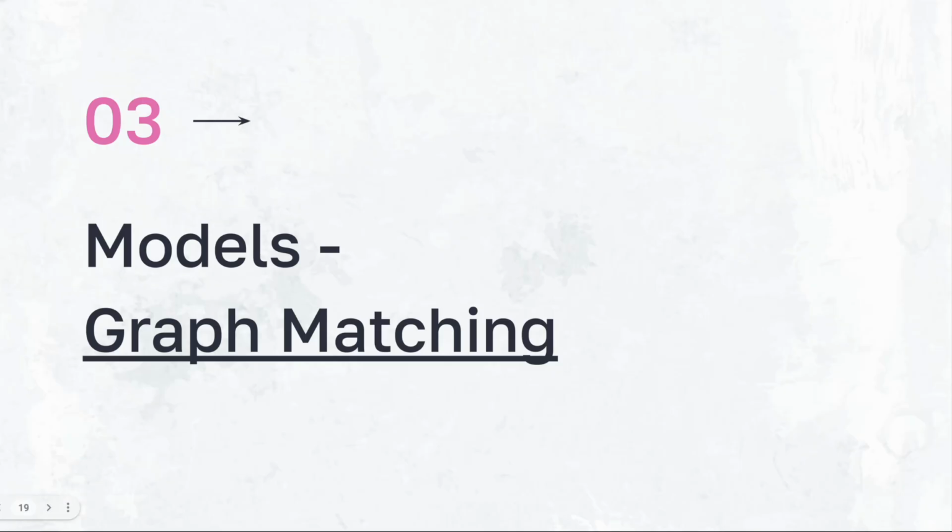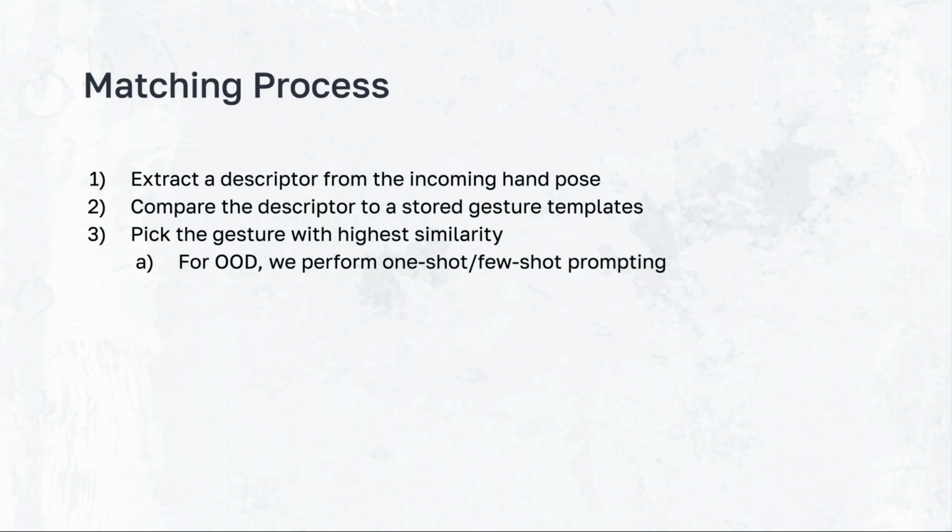While MLP models capture implicit structure, they often treat the hand skeleton as a collection of features rather than a coherent geometric object. To complement these approaches, we introduce a handcrafted graph matching method that explicitly leverages the spatial relationships between joints. The graph matching procedure we have gone with includes 3 main steps.